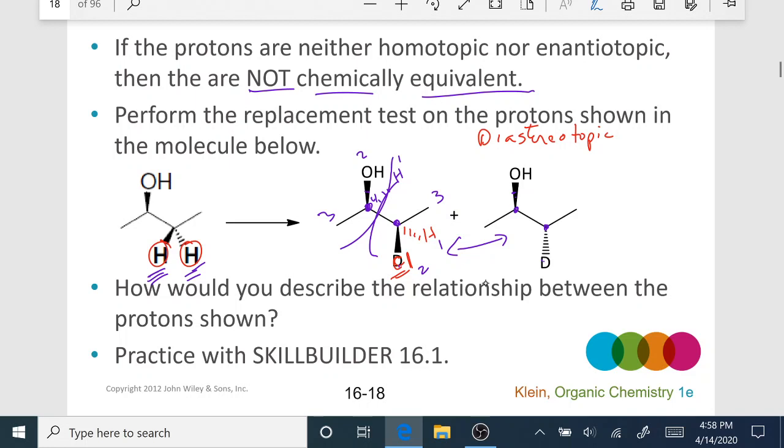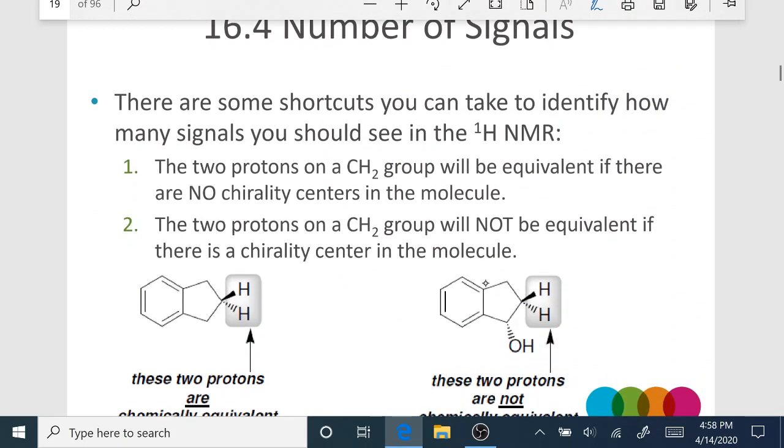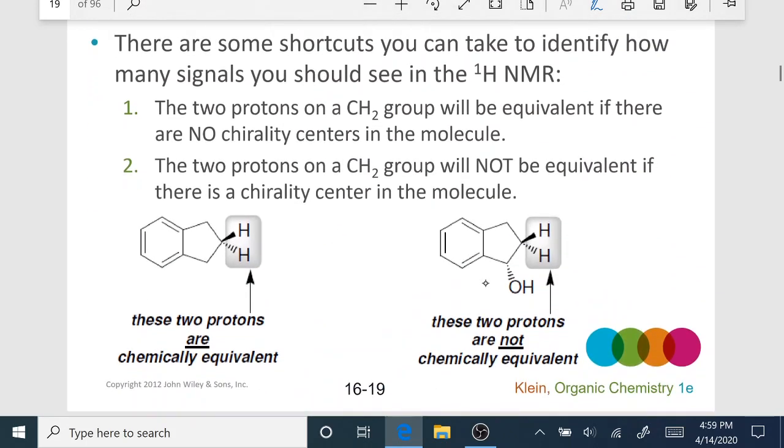Now, in this class, we're not going to have a lot of time to discuss diastereotopic hydrogens. I'm not going to emphasize that too much in depth, but I will discuss it just a little bit. All right, so let's consider some of these shortcuts we can take to determine how many signals we'll have. So we're going to talk about how many signals we'll have in NMR.